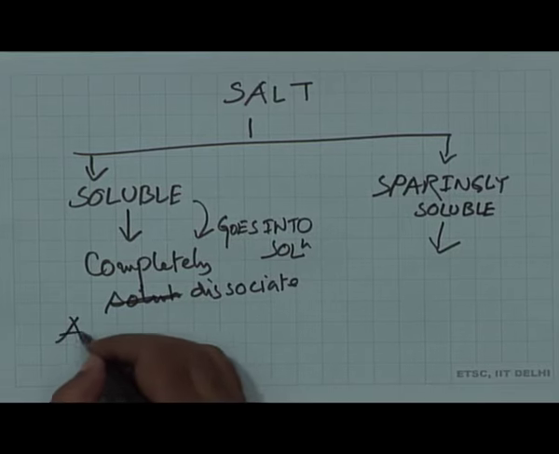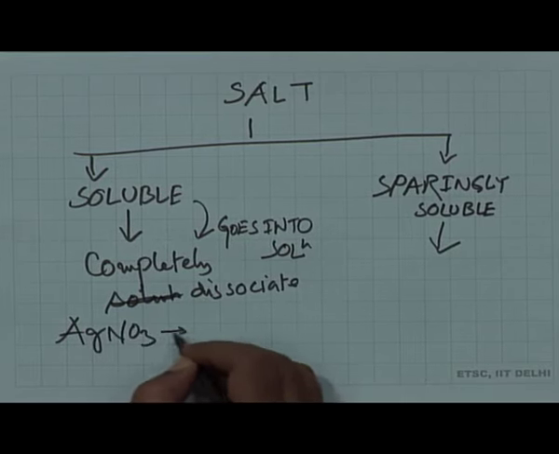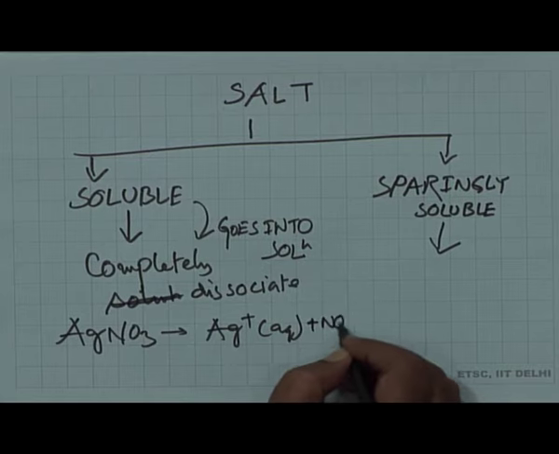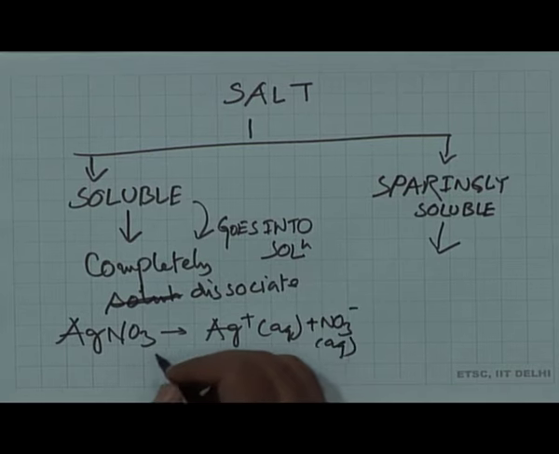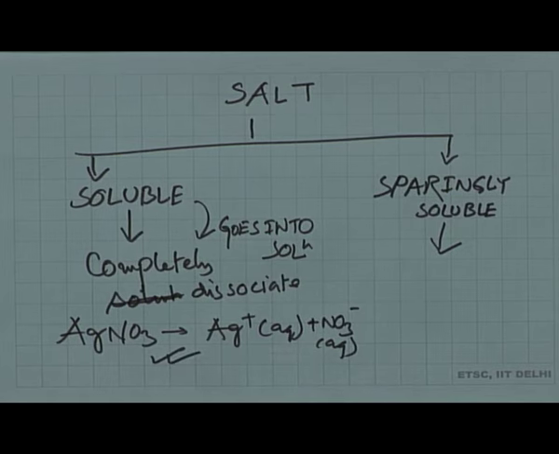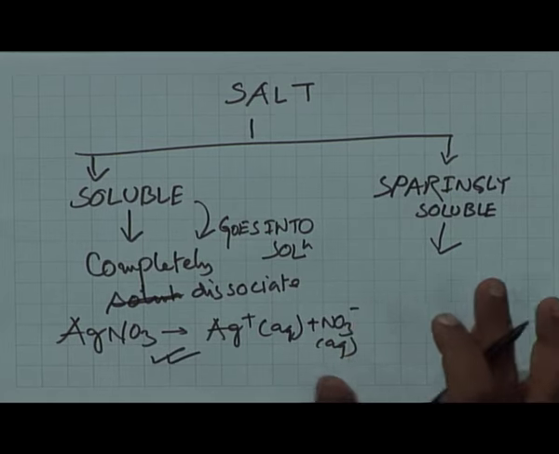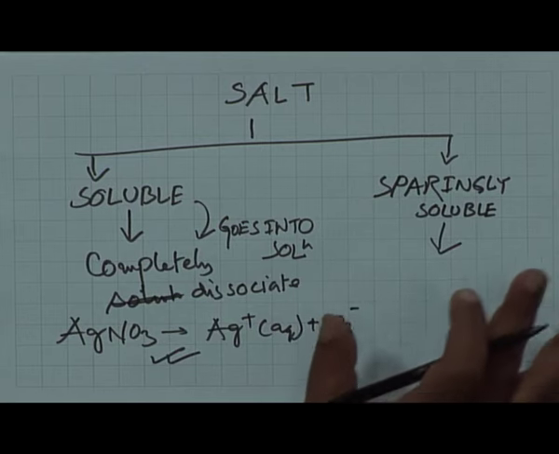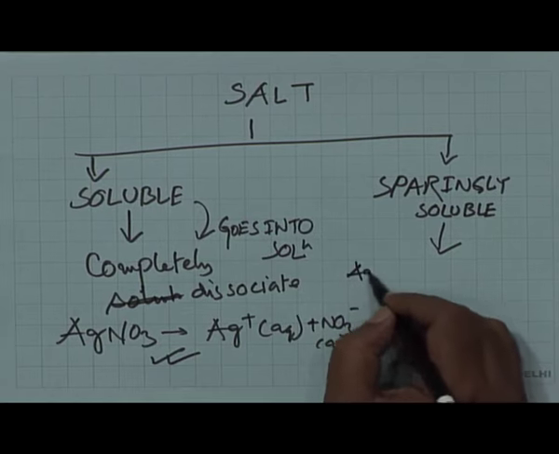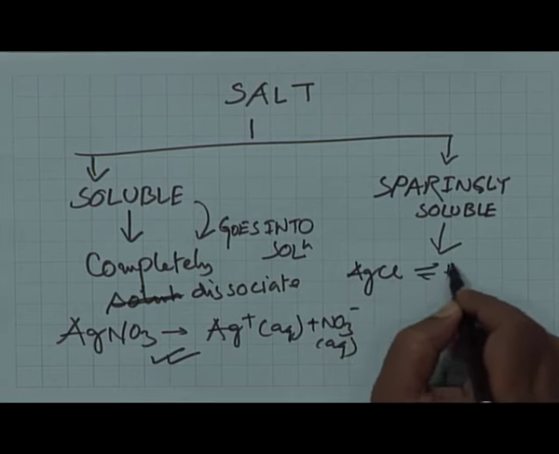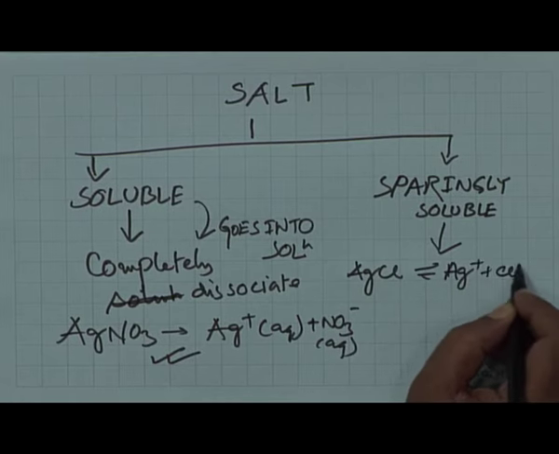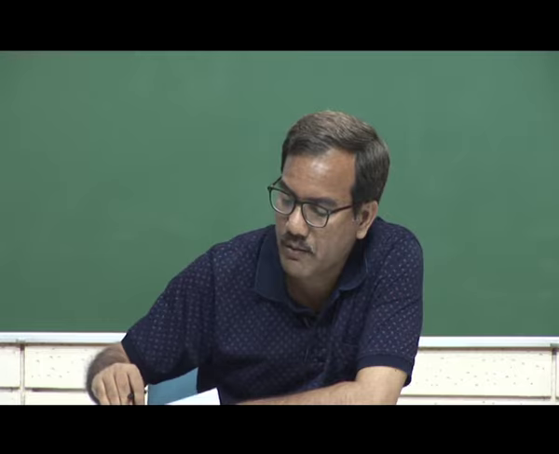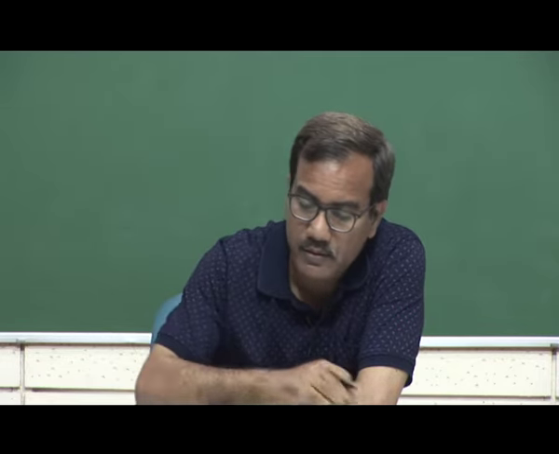So, for example, AgNO3, if you put in water you will get Ag plus aqueous plus NO3 minus aqueous, and this is an irreversible reaction. It means AgNO3 is completely soluble, it is in solution and gives you ions. It completely dissociates to give ions. Whereas, if you take AgCl, it does not go into solution, only a smaller part goes to solution, and that is what we have discussed. First, I will discuss soluble salts.